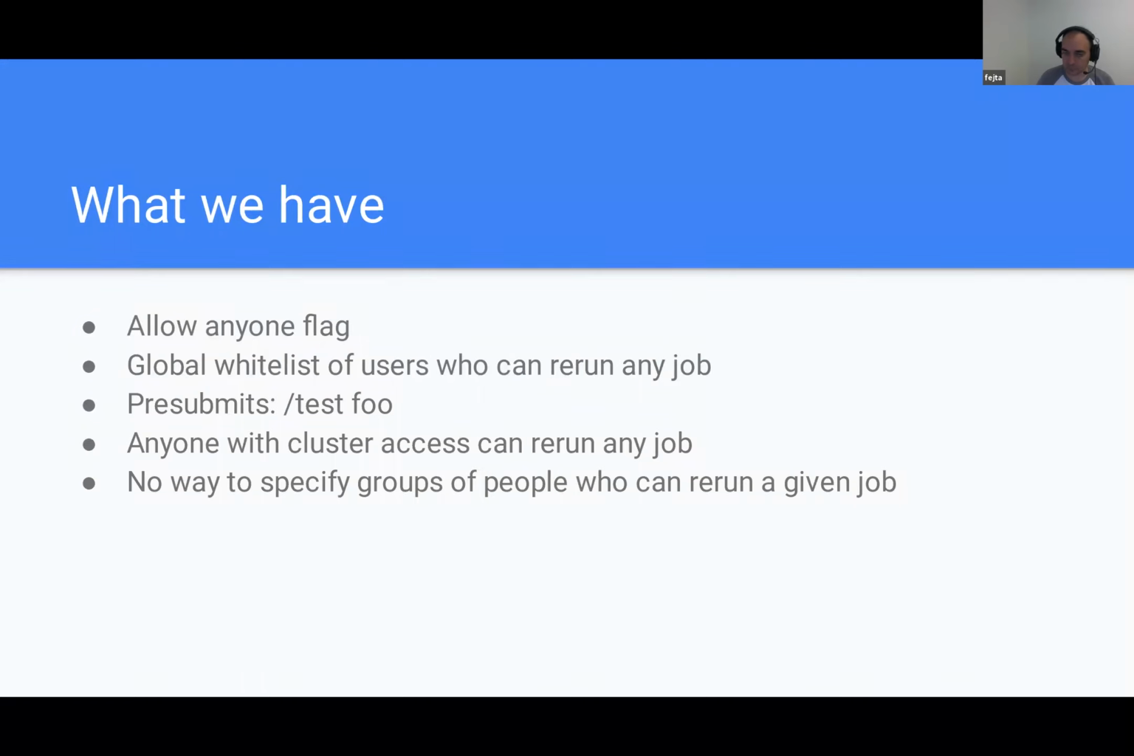What we have now is an option to allow anyone to rerun any tests. That's the allow anyone flag. We also have a global whitelist of users who can rerun any job. We have a way of checking just the same as with pre-submits test foo. And we have the same thing as before: anyone with cluster access can rerun any job. But what we don't have is a way to specify groups of people who can rerun a given job. So we want to do this efficiently.